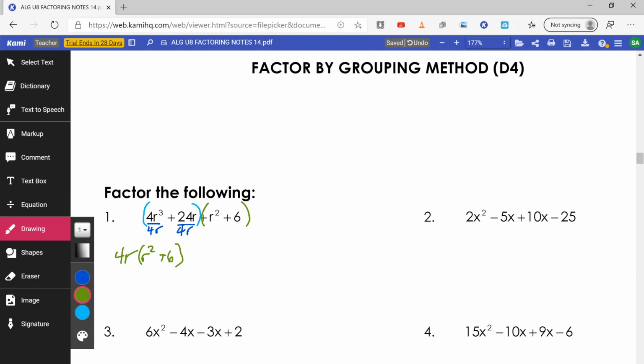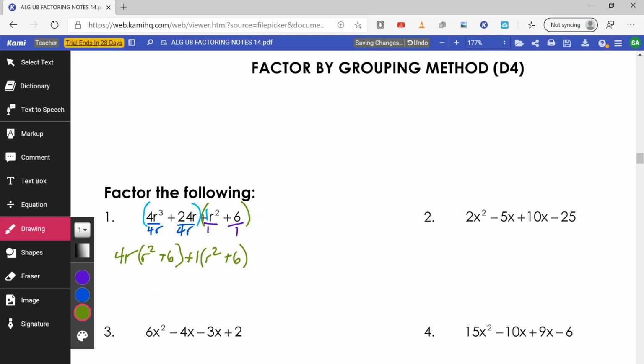Now, if I take a look at the second grouping, r squared and 6, it does not appear to have any common factor. Remember, in front of any variable, we can put a number 1. So we actually have 1r squared plus 6. Now the common factor in here is going to be that number 1. Both are divisible by 1, so I can divide by a positive 1. When I divide by that positive 1, 1 divided by 1 is 1, so we have r squared, and then 6 divided by 1 gives me 6.